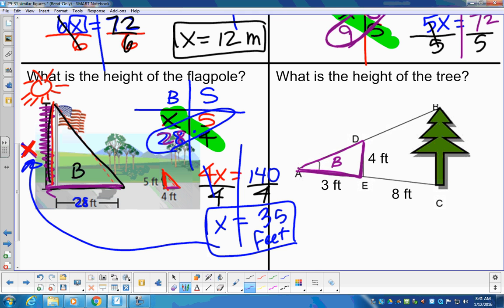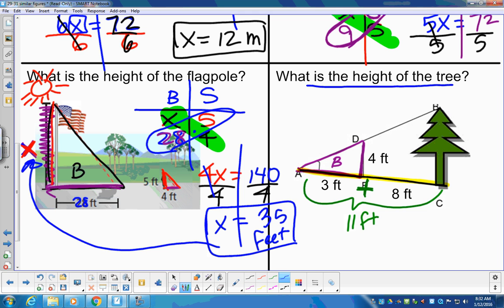What is tricky is that there is also a large triangle. This is the base. So let me show you that again. The base of the large triangle is all of this. So it's really 3 plus 8. What's the base of the large triangle? It's actually 11 feet. Good. It's asking us what is the height of the tree. We don't know the height of the tree. So let's get that set up.